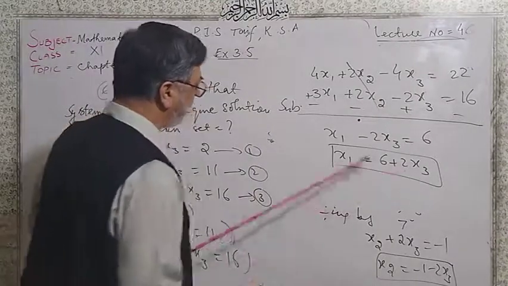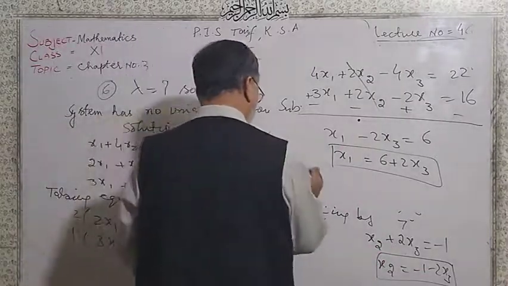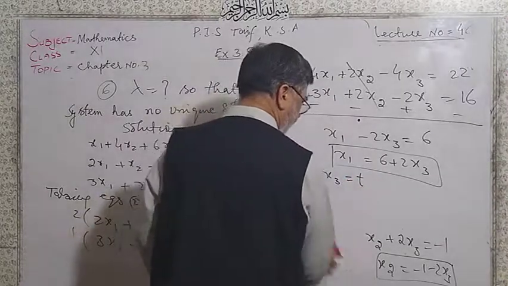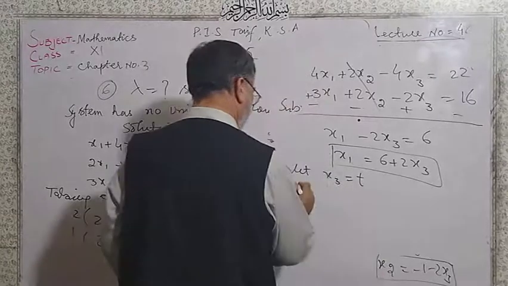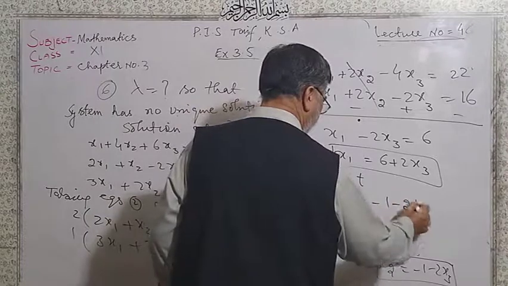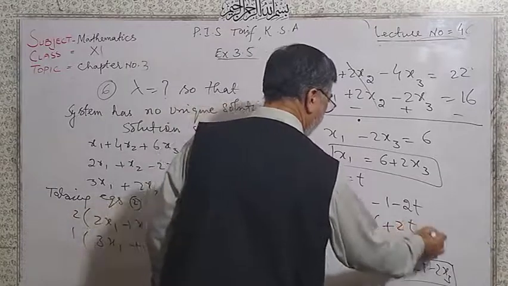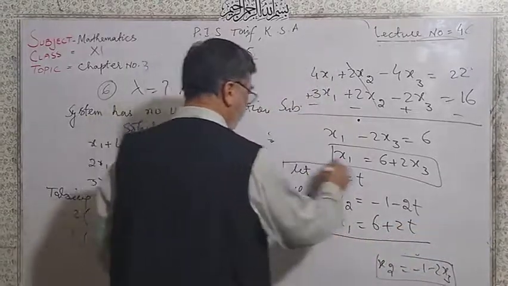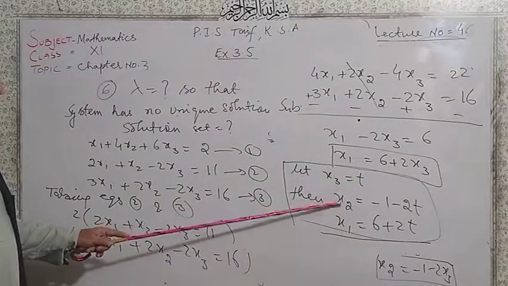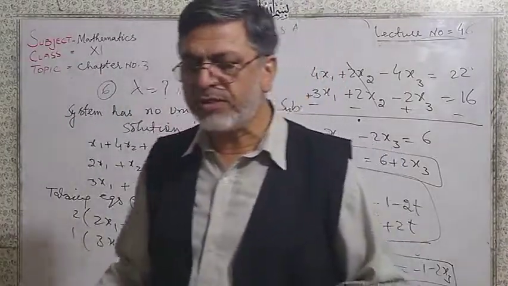Now we have x1 in terms of x3, x2 in terms of x3, then let x3 is equal to t. Then x2 is equal to minus 1 minus 2t, and x1 is equal to 6 plus 2t. So this is the set of infinite number of values of variables for such a question. I hope that you understood this question.